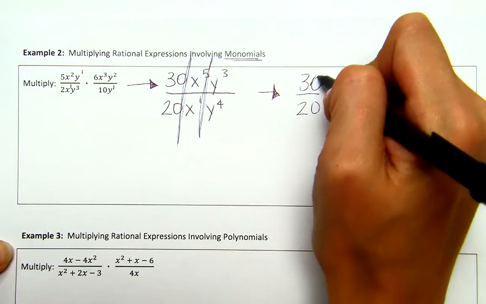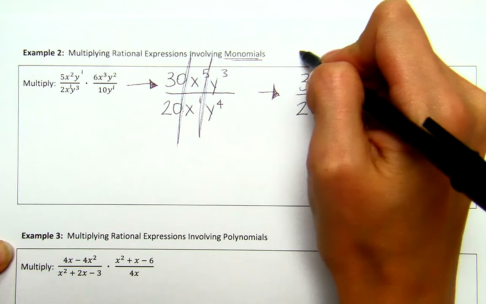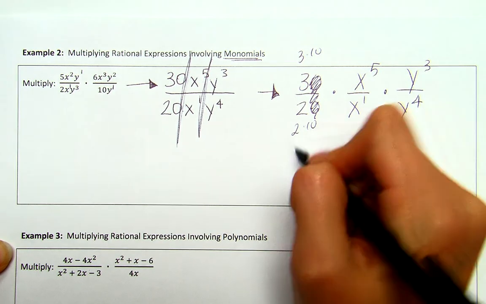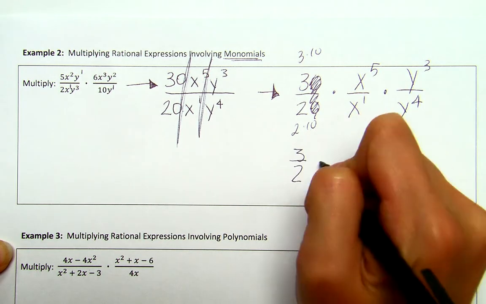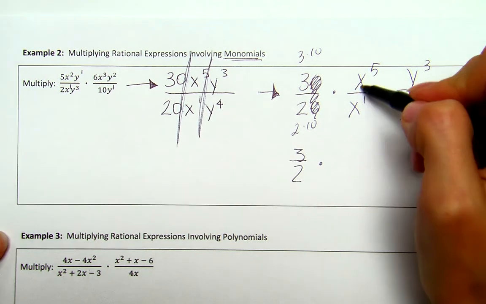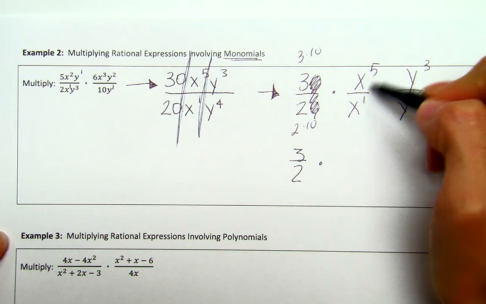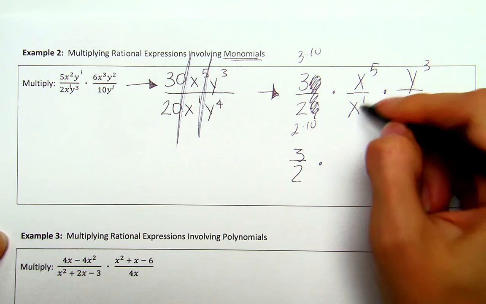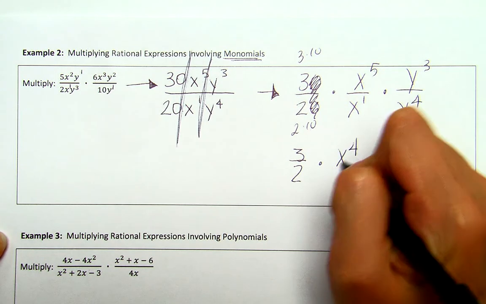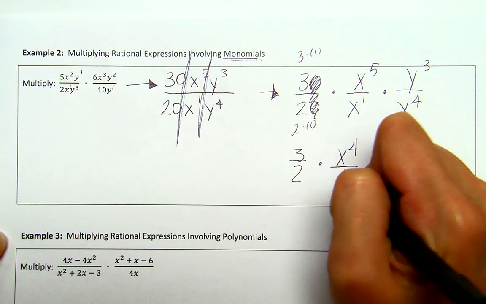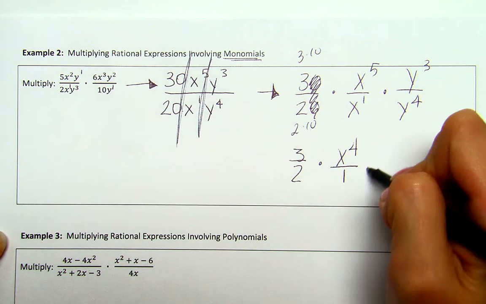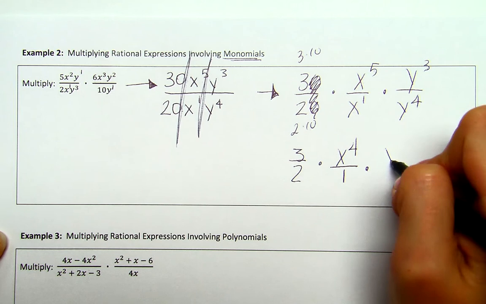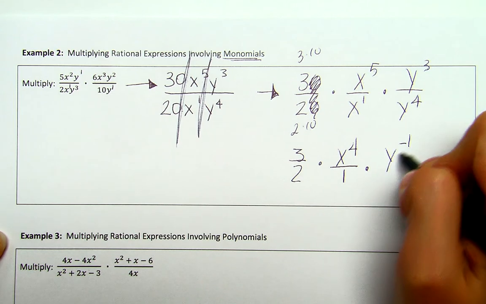In this case, the zeros cancel out. This is the same as 3 times 10, 2 times 10, so the 10s actually cancel out, so I'm left with 3 halves. Times, if you remember, same base of exponents, you subtract your exponents. X to the 5th minus x to the 1st gives you x to the 4th power. We're going to keep it as over 1 just to keep them balanced. Times 3 minus 4 gives you y to the negative 1 power over 1.